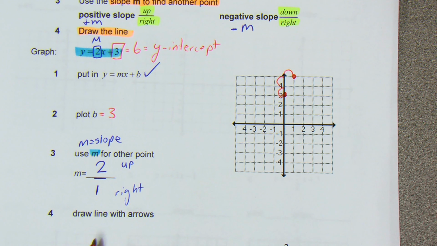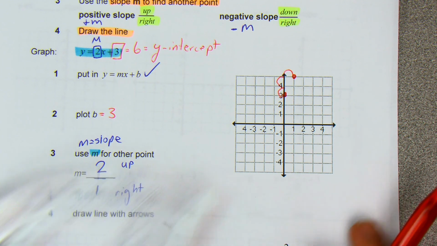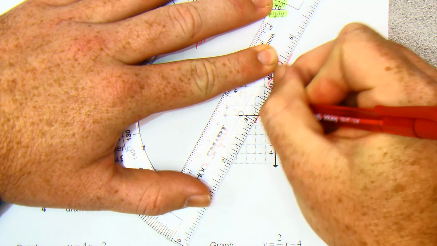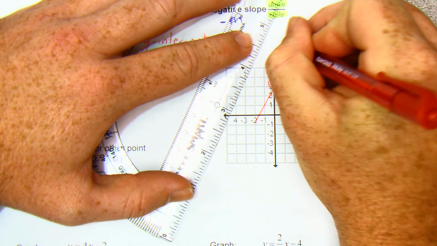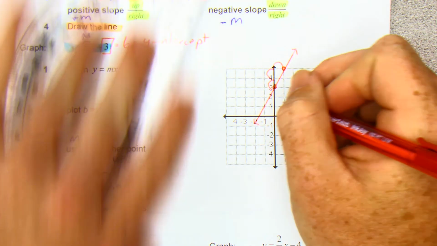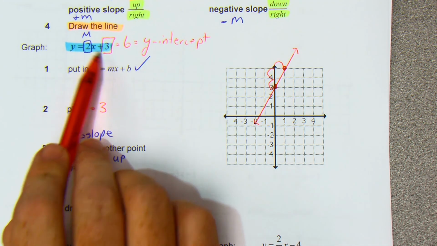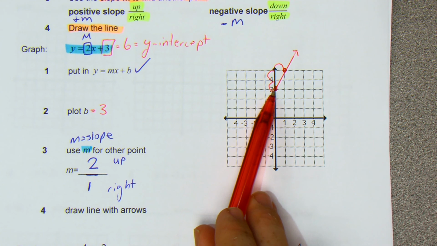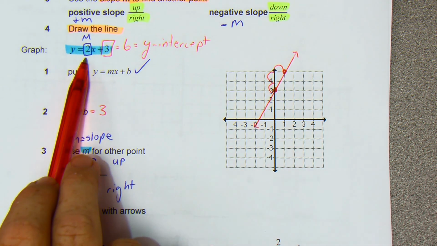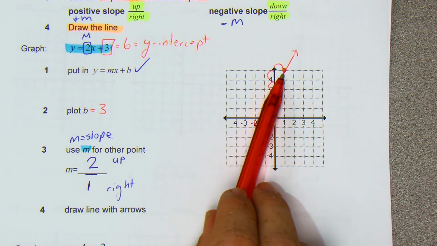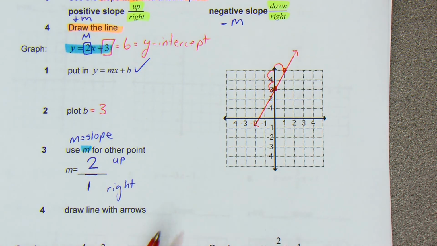And now, as you can see, step 4 is to draw my line with arrows. So I grab my straight edge and I draw my line onto my graph, and I make sure to include arrows on both sides of my line. So that's what that example looks like. We use the b, which is my y-intercept. That's the first point we plotted. And then we use my m, which was 2 over 1, to go 2 spaces up and 1 to the right to plot my next point. And that's how we graph that line.